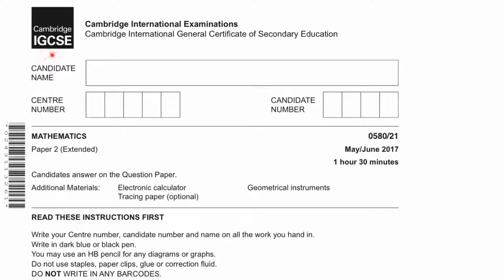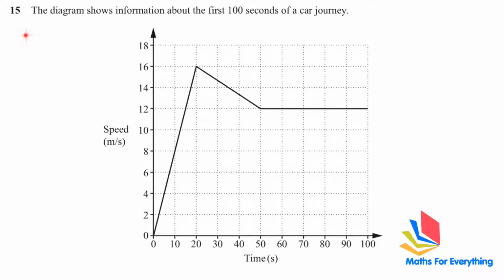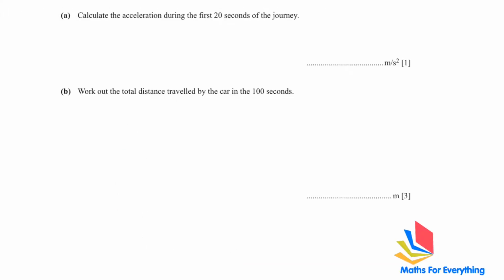Today we are going to solve Cambridge IGCSE Mathematics Paper 2 Extended, Variant 2.1, May-June 2017, question 15 onwards. Question number 15. The diagram shows information about the first 100 seconds of a car journey. This is the speed and this is the time. Let's read the first question. Calculate the acceleration during the first 20 seconds of the journey.